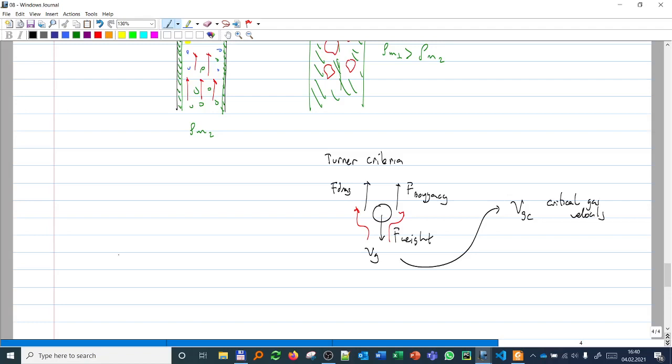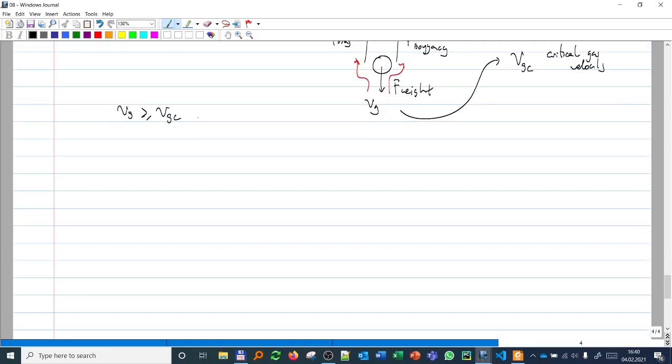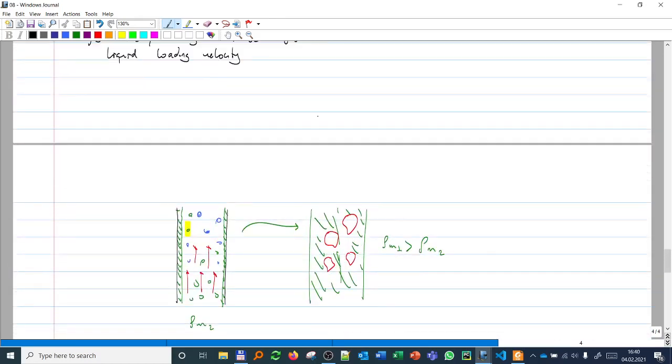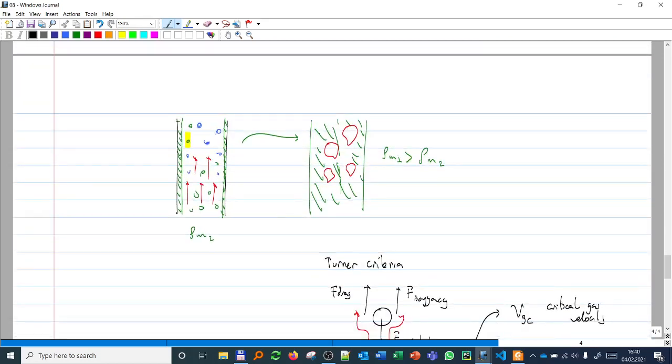Then you say that your gas velocity has to be greater than or equal to that critical gas velocity. And that's a check you have to make for all points in the tubing. Okay, so that's what we call liquid loading.